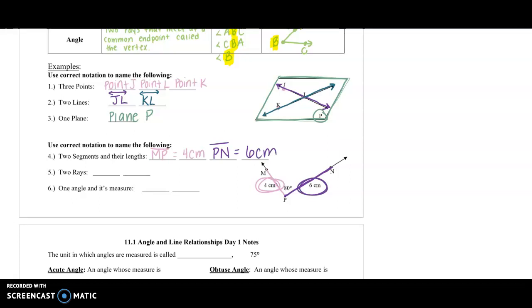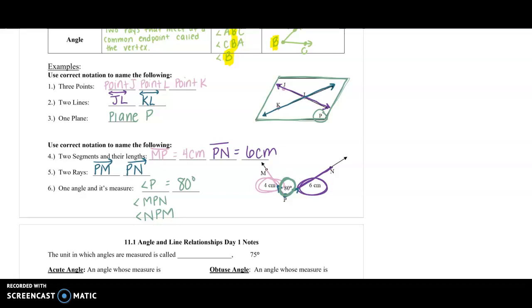Now it wants to know two rays. The one ray I have is ray PM, and the other one is PN. If you notice, it has to start at point P because that is the endpoint for both of those rays, and the first letter always needs to be your endpoint when you're talking about rays. And then it says give one angle and its measure. There's a couple different ways that you could write that. You could write it as angle P, you could write it as angle MPN, or you could go the opposite way, NPM. But regardless, that angle measure is 80 degrees.